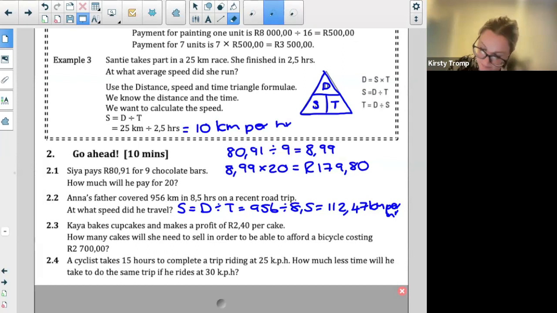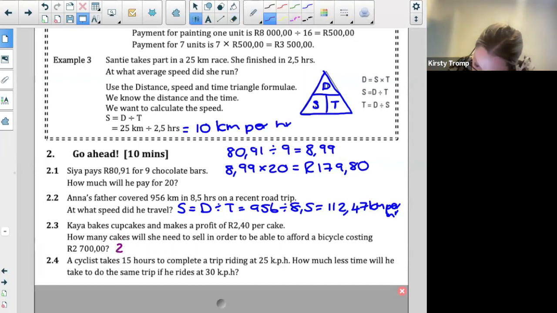2,700 divided by 40. Okay, so you said 2,700 divided by 2.40. Good. 2,700, so that's how much the bike costs. And we're dividing it by the profit of the cupcakes. Well done. And what did you get?